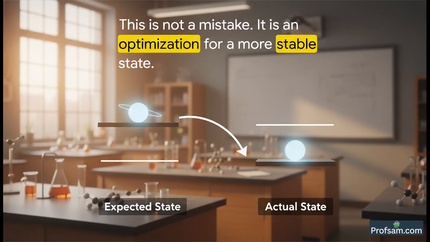Now listen carefully. This is not some mistake in the textbook or a random exception that you have to just memorize for your exam. Not at all. This is actually the atom itself making a choice. It is rearranging its own electrons to find a more stable, a lower energy state. And that, my dear students, is our most important clue.